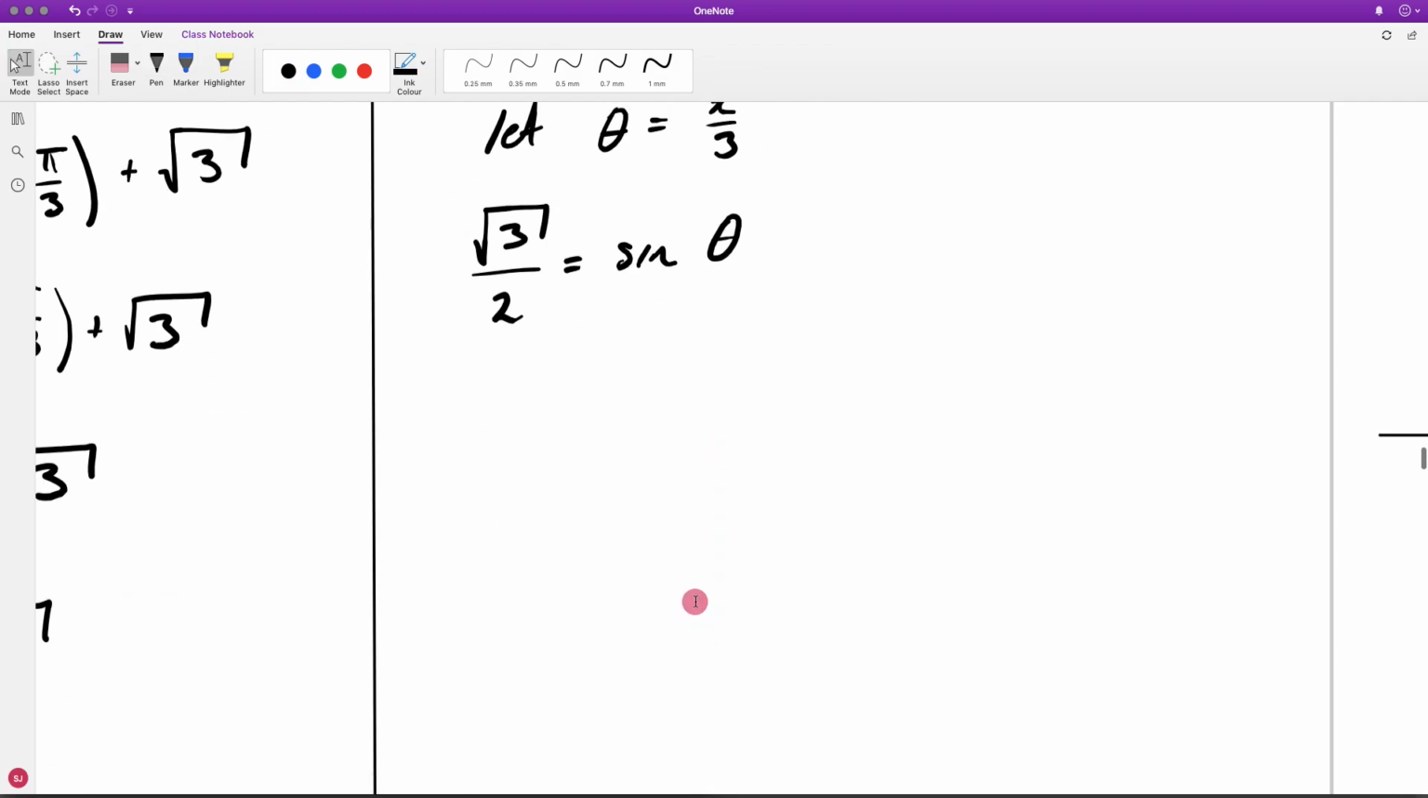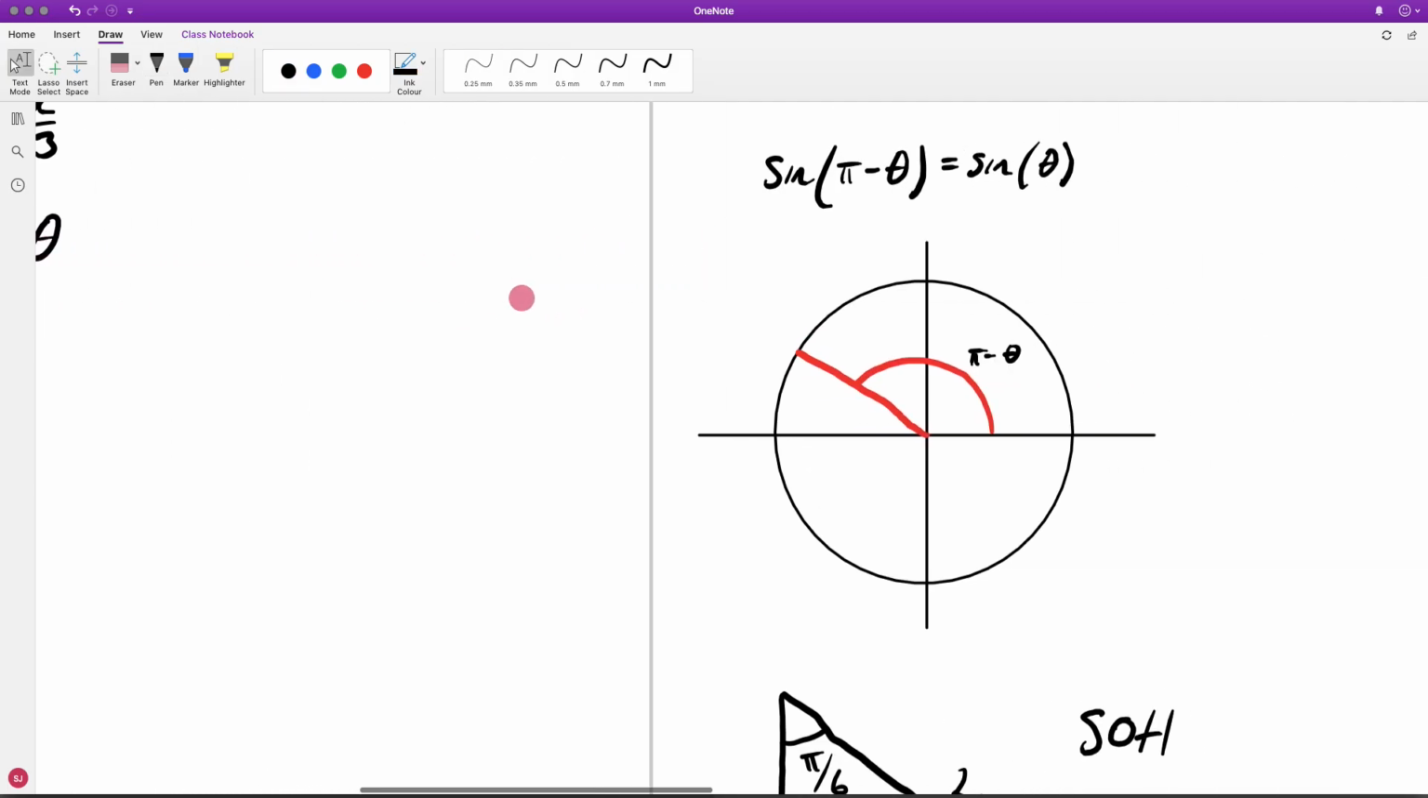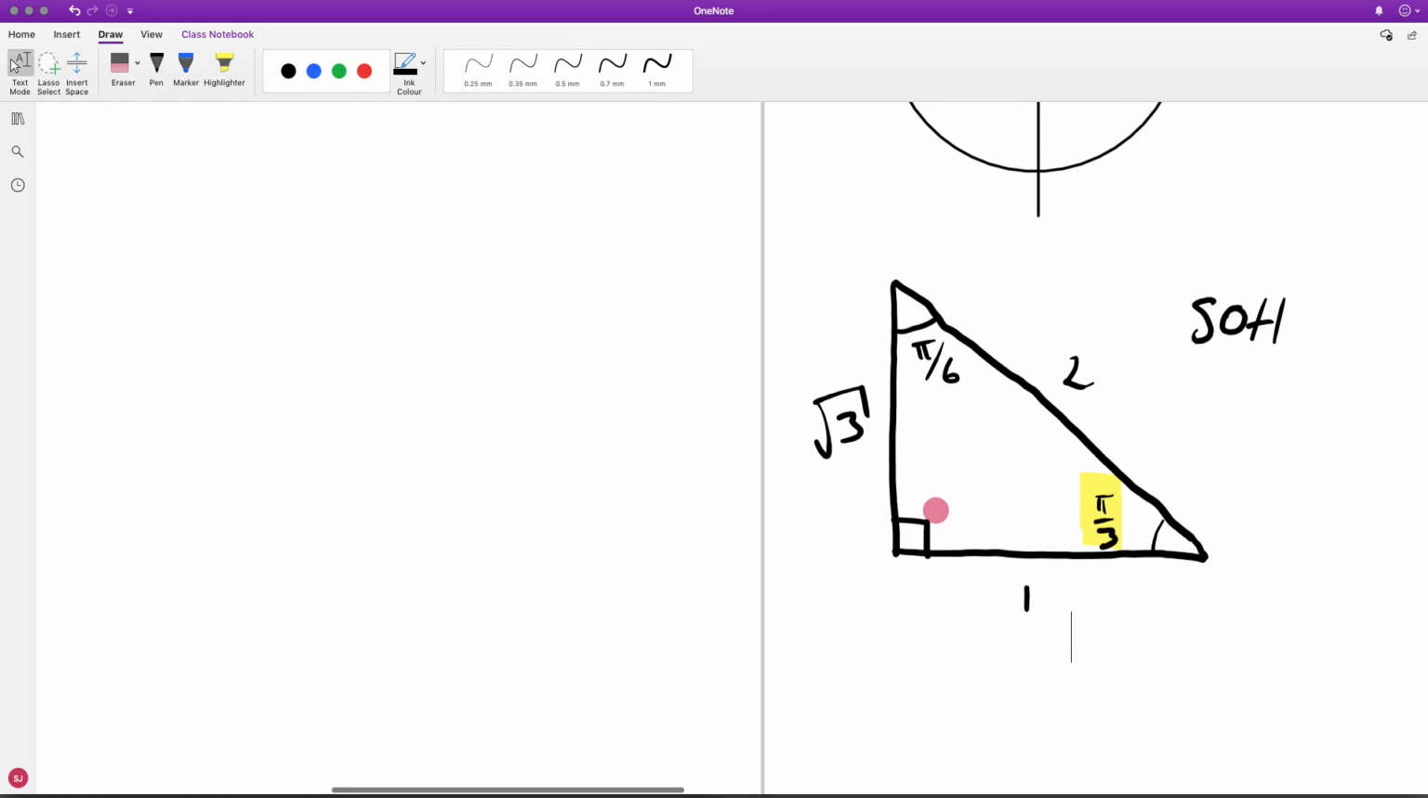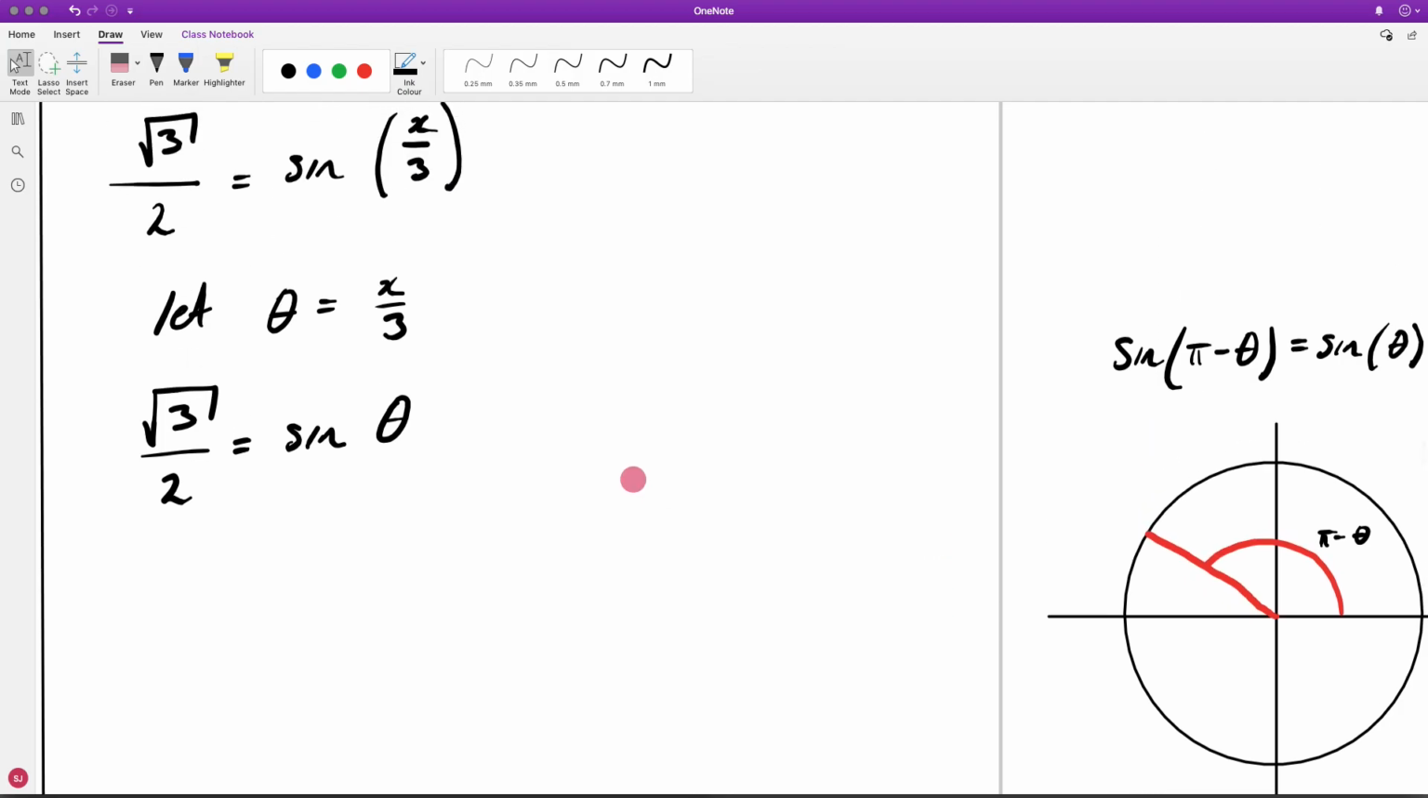Now I can solve this. I know what sine of what angle is going to give me the square root of 3 on 2. I could come and look at my special triangle and say, look, sine of pi on 3, opposite over hypotenuse, the square root of 3 on 2. So obviously the angle that I'm looking for is pi on 3. Pi on 3 is going to give me what I want. So I come over here and I'm going to write theta equals pi on 3.